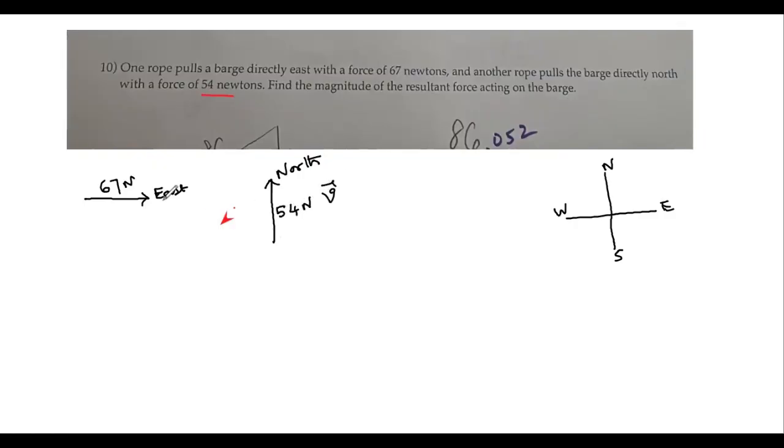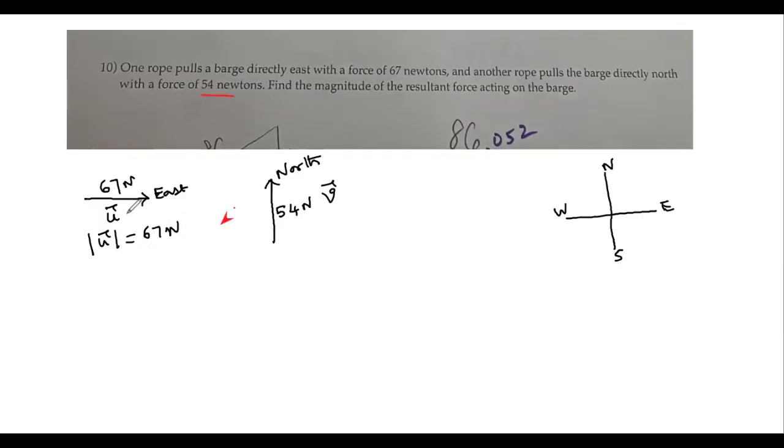So this is the V bar vector and this is the U bar vector. A vector is used for mentioning the direction. The 67 newtons comes out to be the modulus of U bar. The modulus of U bar is 67 units. So a vector will have a magnitude and, at the same time, a direction.